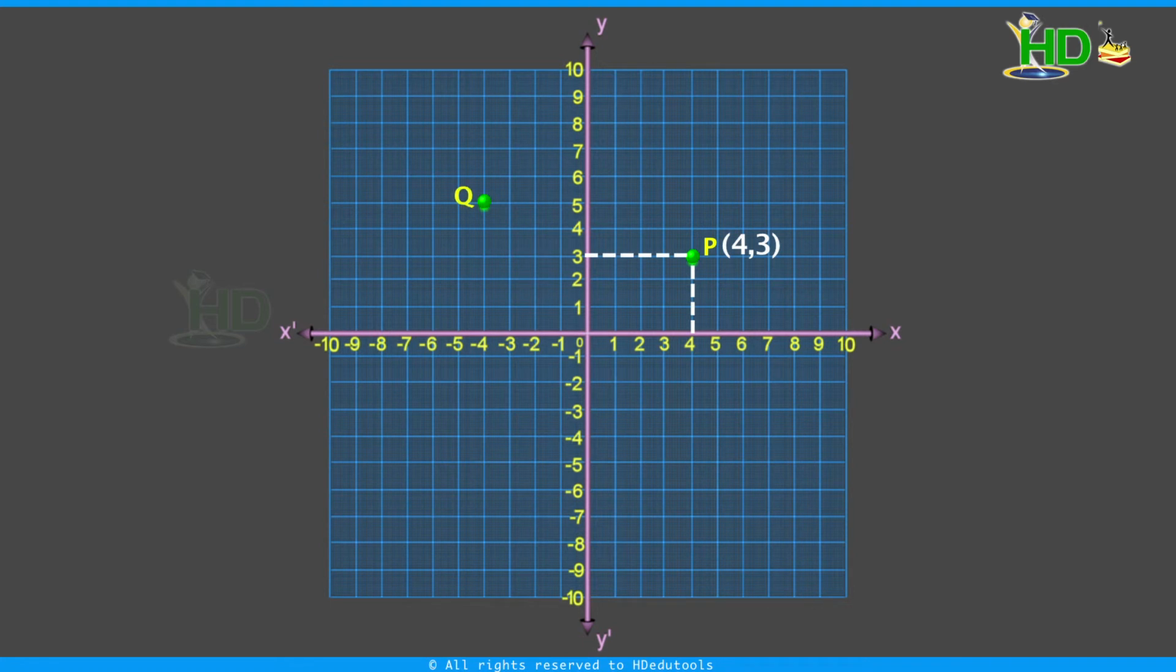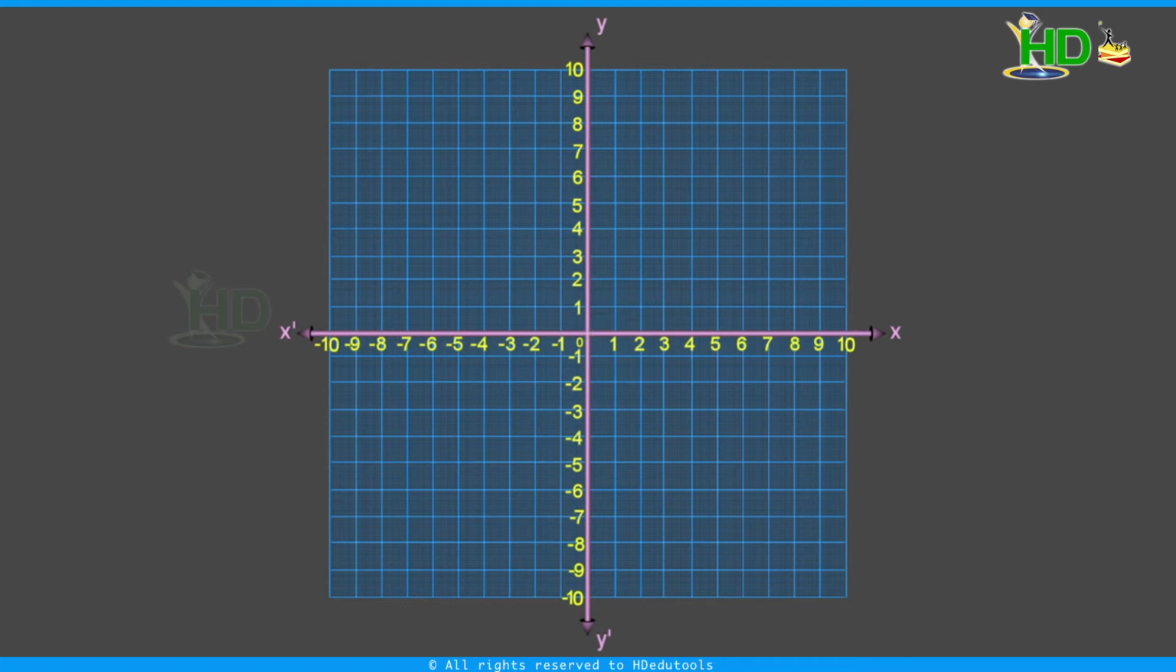Similarly, this point Q is minus 4 units along the x-axis, 5 units along the y-axis. Therefore, the coordinates of Q are minus 4, 5. For this point, minus 2 units along the x-axis, minus 4 units along the y-axis. The coordinates of this point are minus 2, minus 4. What about this point? 4 units along the x-axis, minus 5 units along the y-axis. Therefore, this point's coordinates are 4, minus 5. Coordinates of the origin are 0, 0.